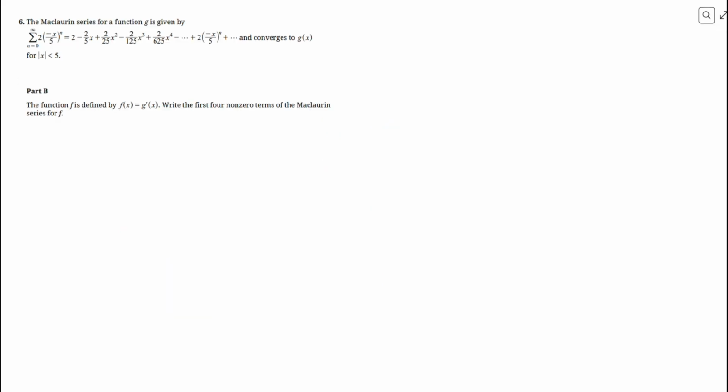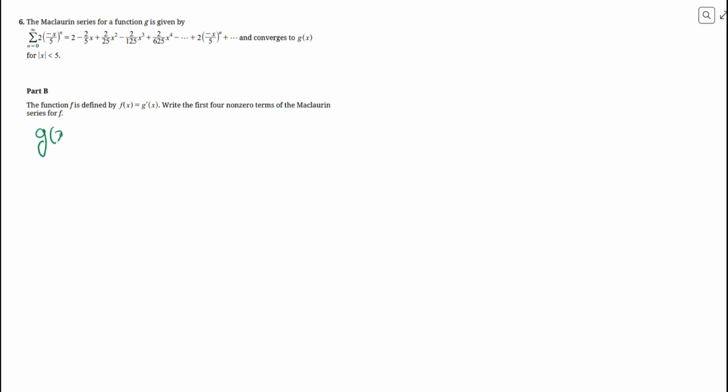This is the second part of the question. It's asking us to find the first 4 non-zero terms of the Maclaurin series for f. And it's saying that the function f is defined by the derivative of g of x, which is already given. Okay, so how do we do this question? Well, the simplest way to do it is actually to just take the derivatives of each term independently. Let me demonstrate what I mean.